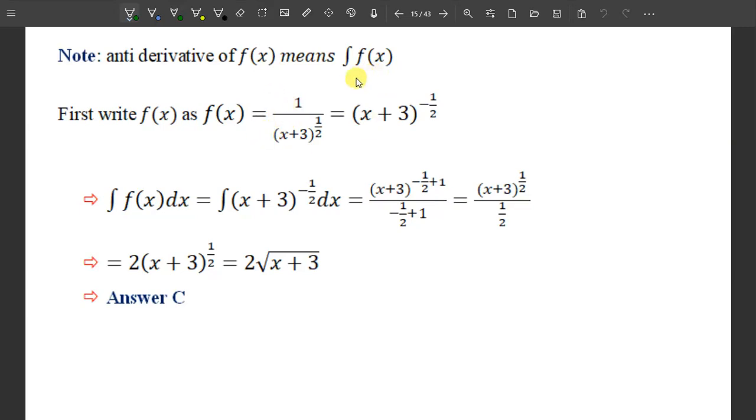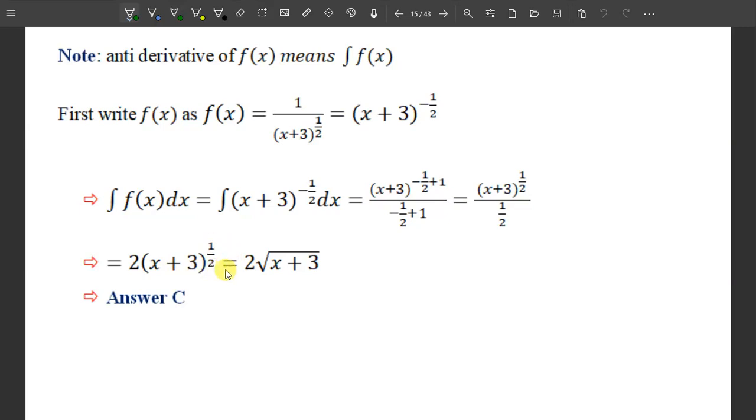To integrate this function, that is going to be the integral of x plus 3 to the power of minus 1 over 2 dx, which becomes x plus 3 to the power of minus 1 over 2 plus 1, over minus 1 over 2 plus 1. What is the sum of this? Minus 1 over 2 plus 1 becomes positive 1 over 2. Minus 1 over 2 plus 1 is also positive 1 over 2. Then it becomes 2 times x plus 3 to the power of 1 over 2.